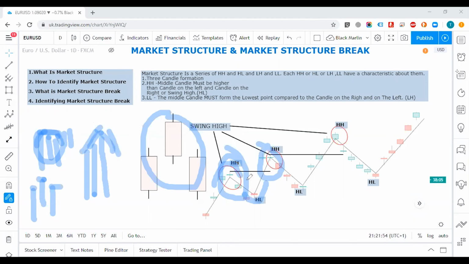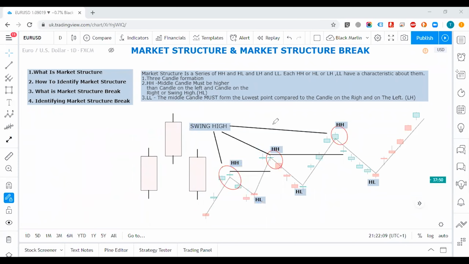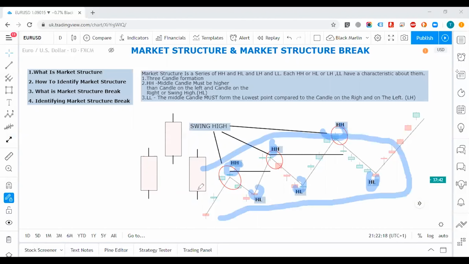A market structure, so you would have had the three candles and then the series of higher highs and higher lows. The combination of all of this is what we call a market structure. Sorry if that's confusing, let me clarify again. The market structure, like we said, is a series of higher highs and higher lows, or lower highs and lower lows in the case of coming down. So all of this forms the market structure.